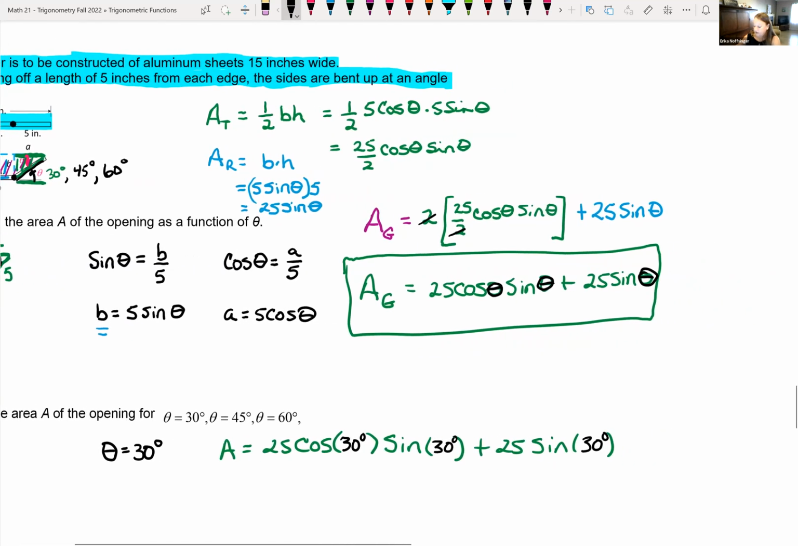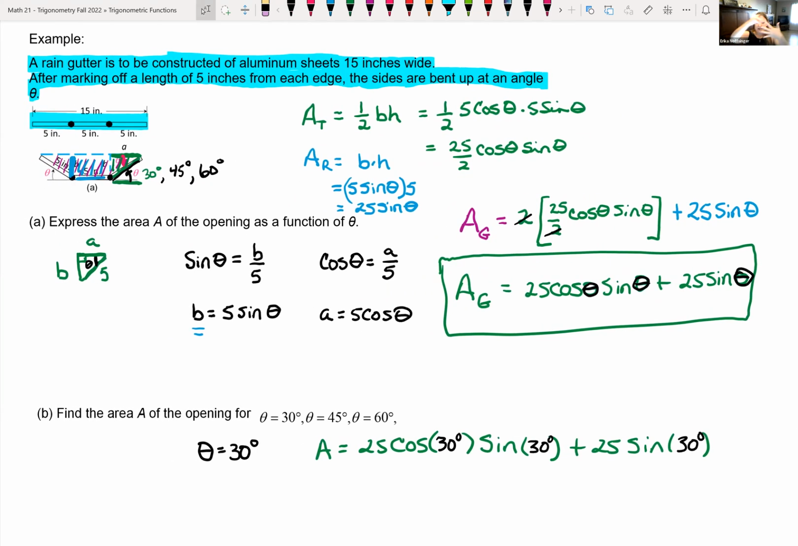So cosine of 30 degrees, going down for cosine 1, 2, 3, so that's root 3 over 2. So we have 25 times root 3 over 2. Sine of 30 degrees, going up 1, so that's 1/2 times 1/2, plus 25 all times sine of 30, which again is 1/2.